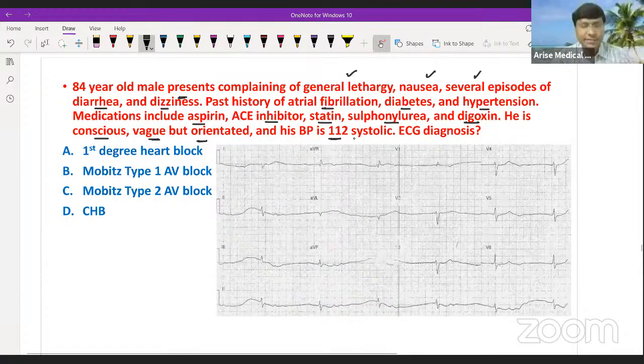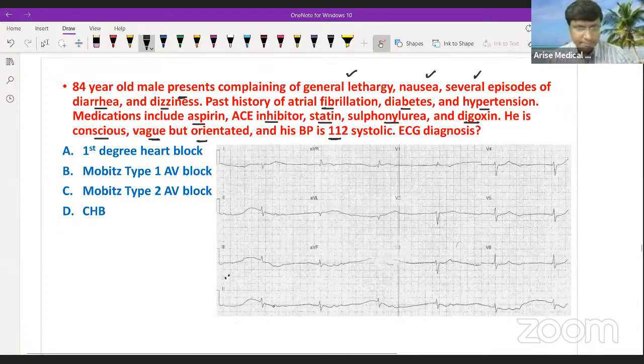ECG has been done in the individual. What is the ECG? First degree heart block, Mobitz type 1 AV block, Mobitz type 2 AV block, complete heart block. You see all the complexes properly, and then you come to the diagnosis. So what is that you are able to make out here?